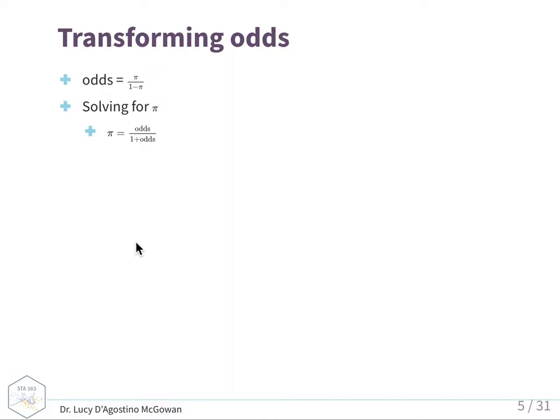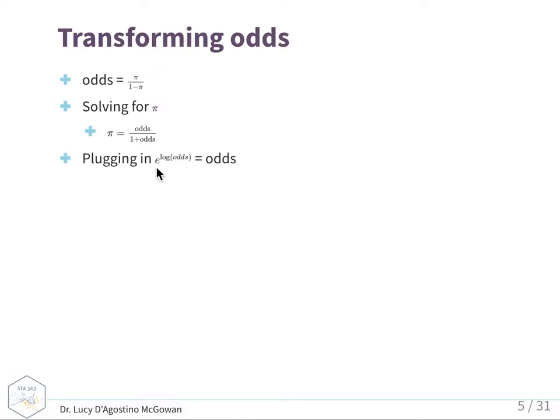Okay, so transforming the odds. The odds are equal to pi, which I'm saying is the probability, divided by 1 minus pi. And solving for that pi, we can say that probability is equal to the odds over 1 plus the odds. So we can go between odds and probabilities, and we can go from probabilities back to odds.